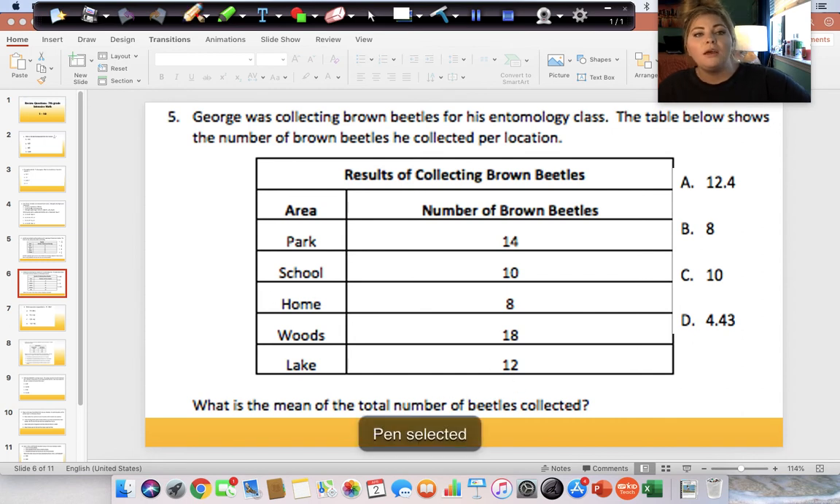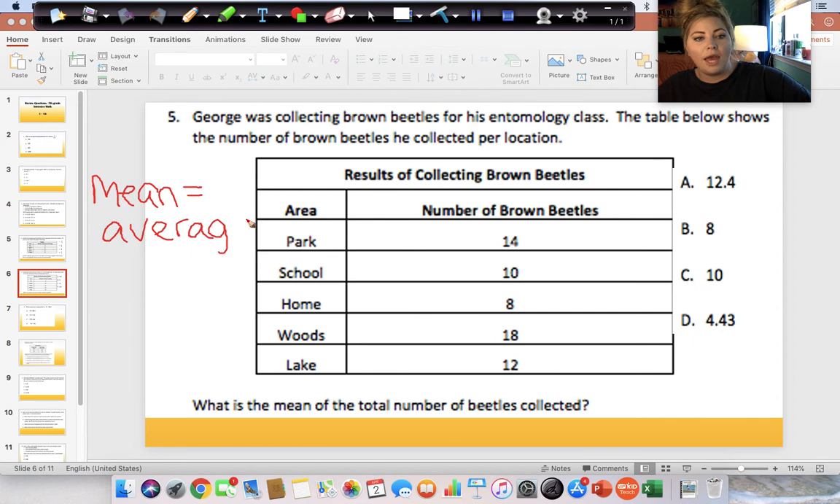Remember mean? We learned this in 6th grade. Mean is your average. And the average is made up when you add all the numbers and then you divide them by how many numbers you have.